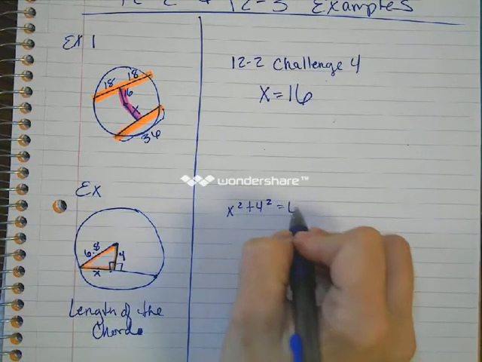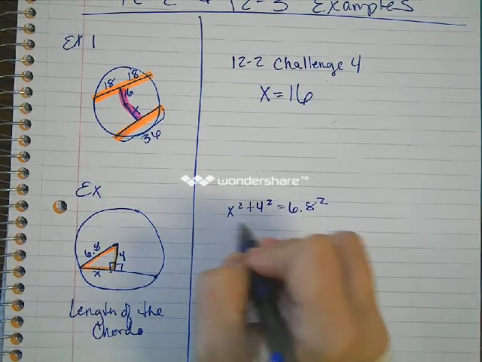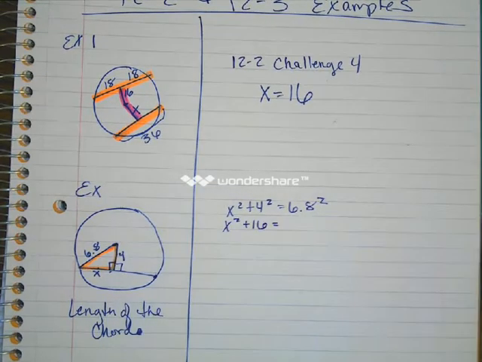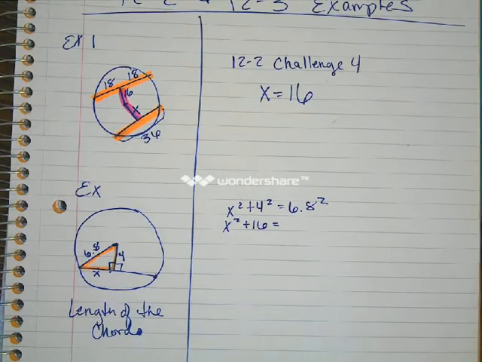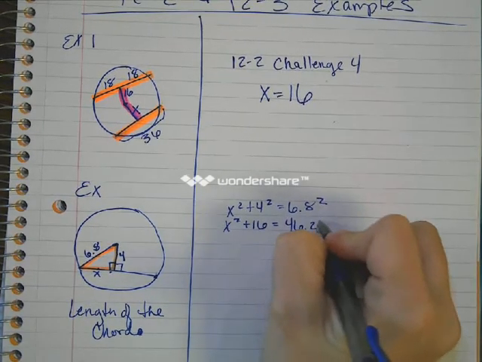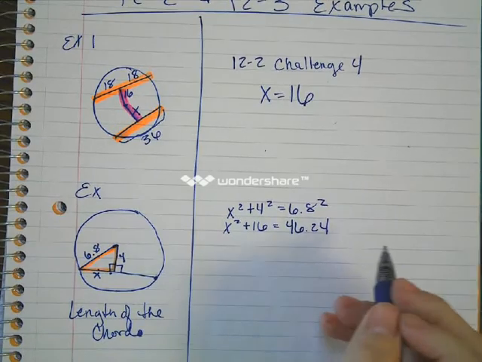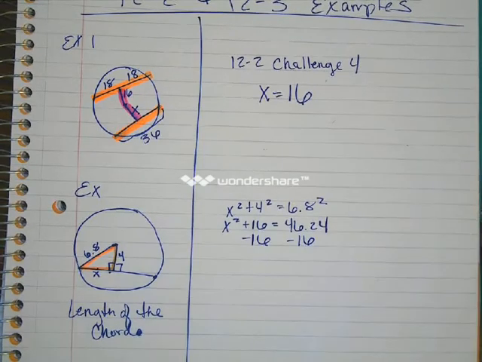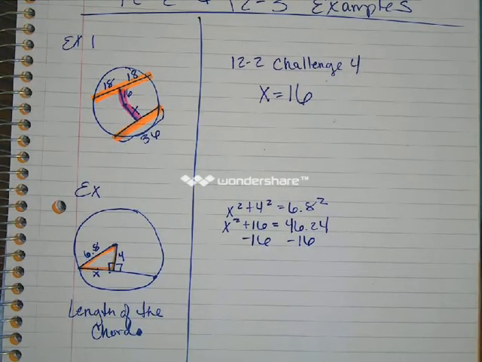You can either do this by hand. I don't know what 6.8 squared is. It's 46.24. You could also do an Inspire solve with this. You just type the whole thing into the solver and solve it. But I'm going to go ahead and show you the by-hand stuff. So 46.24 minus 16 gives you x squared equals 30.24. Don't forget to take the square root.